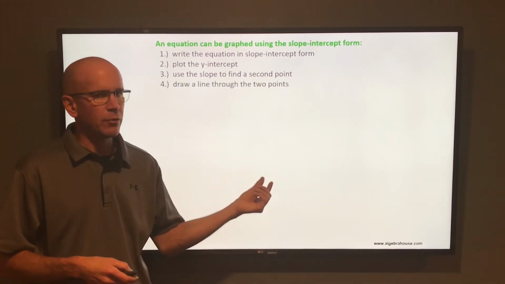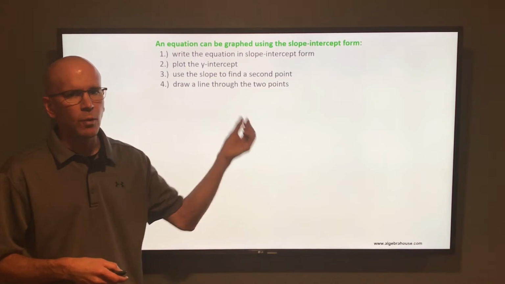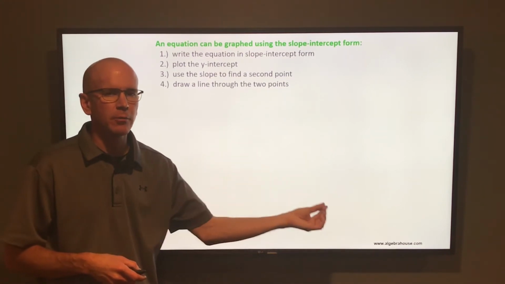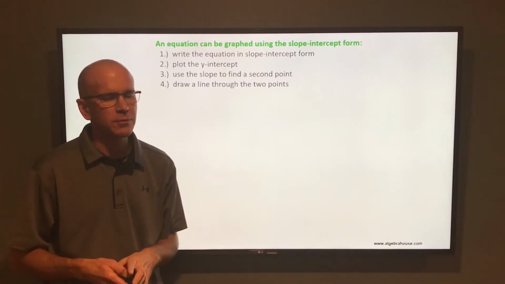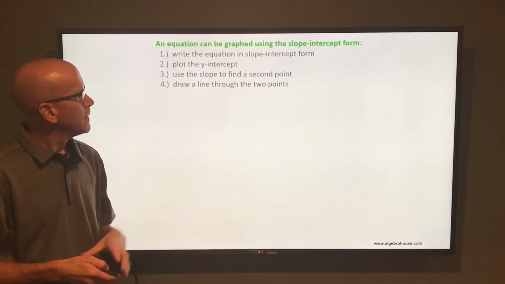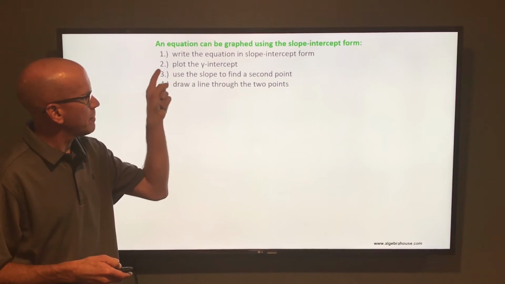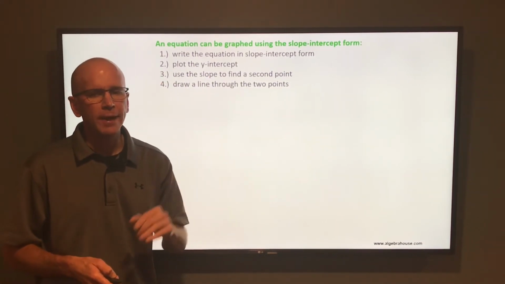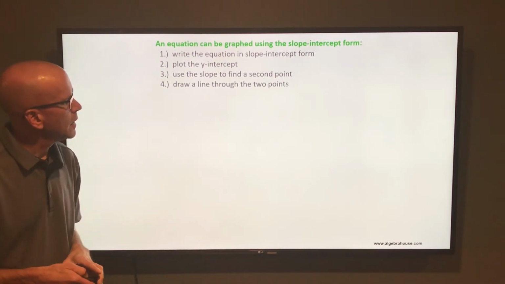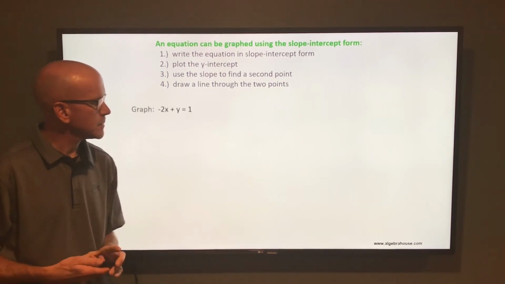And then once you have those 2 points down, so once you have the y-intercept, you use the slope to get another point down, then draw a line through those 2 points. It only takes 2 points to make a straight line. So write the equation in slope-intercept form, put the y-intercept down first, use the slope to move and put another point down, and then draw a line through those 2 points. And that's what we're going to do here.